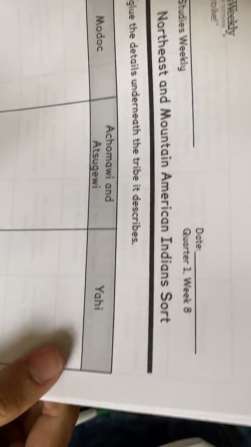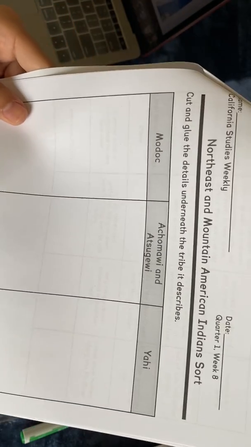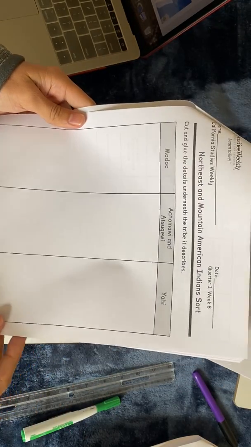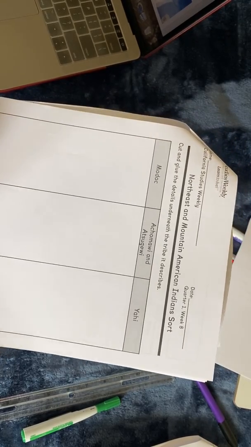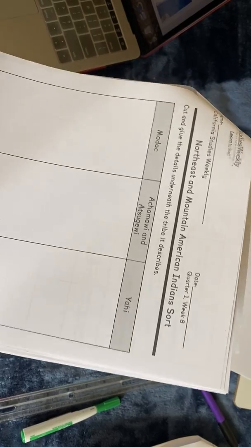Now, parents, if you don't have it, please let me know and I can email it to you. Or what you can do is you can just make the same thing on another piece of paper, and then that'll be the sheet. Okay? But either way, you can also ask me to email it to you, and I will.